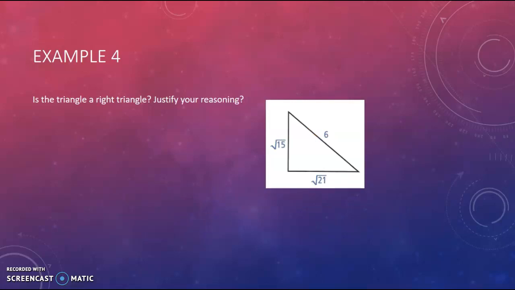One more example. Is the triangle a right triangle? Justify our reasoning. I put this one in here because it has the square roots, and oh my goodness, what do we do when we have a square root? Well, I am going to look. I know that this square root is close to 16, which would give us 4. So this is a little less than 4, which is less than 6. And then 21 is closest to 25, but that puts it less than 5. So I know that this is less than 4 and this one's less than 5, so both of those are less than 6. That tells me that this is my c squared.